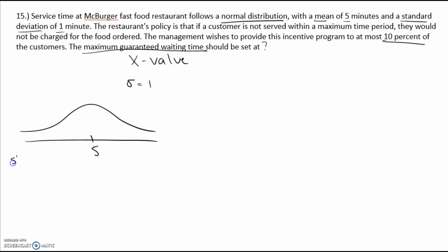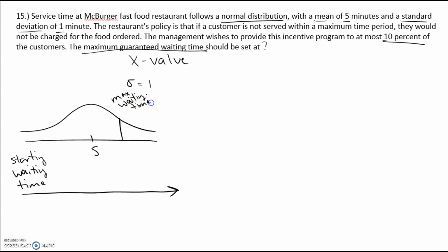So if this is the starting waiting time here. So they start here. They keep waiting, they keep waiting, they keep waiting. They want to know what is the max amount of time we should allow ourselves, and then we should say, okay, we're not going to charge you for the food because you've waited too long. So say it's about here. This is the max waiting time. Because after this time right here, then you're going to get the food for free.